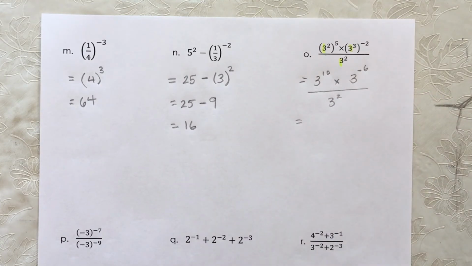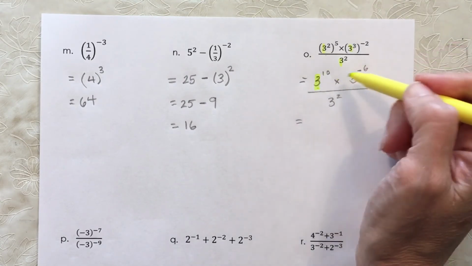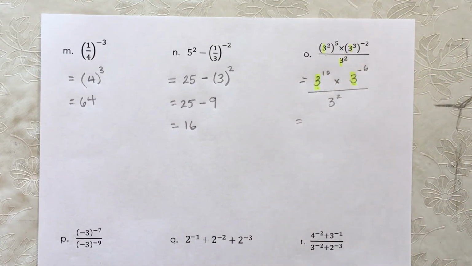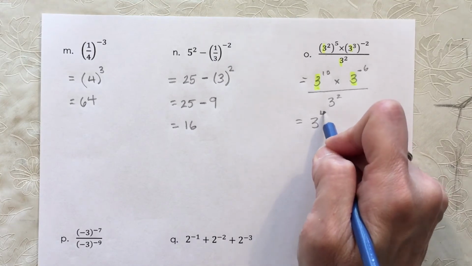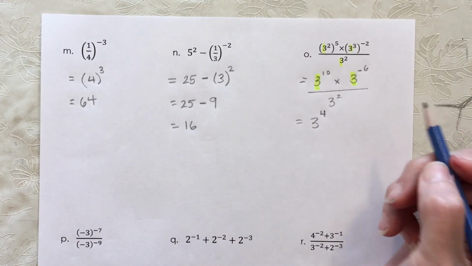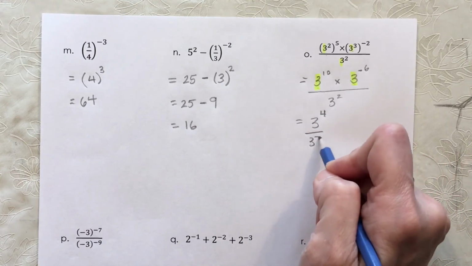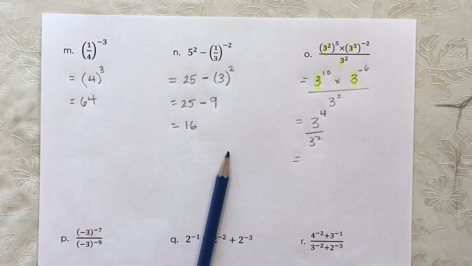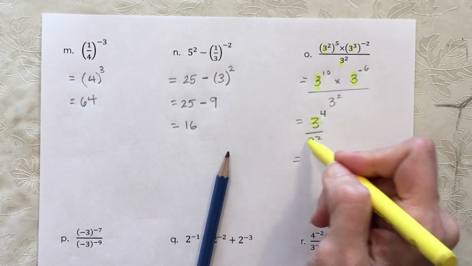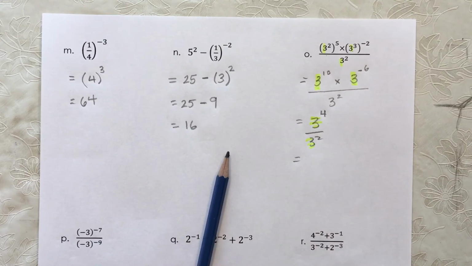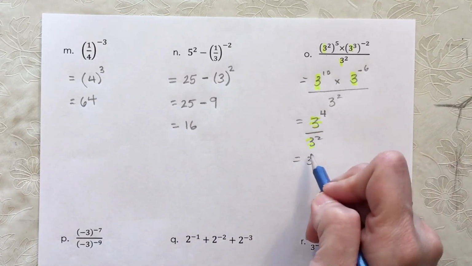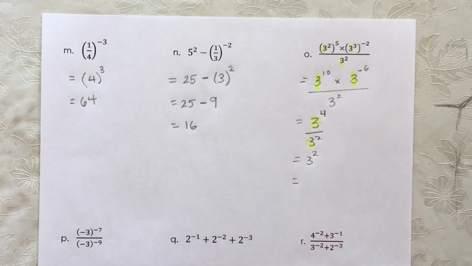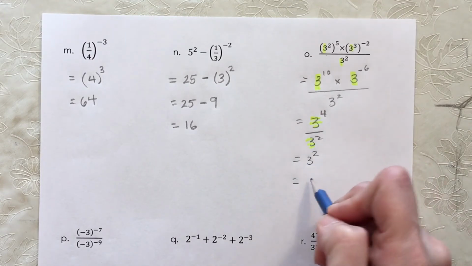Then in the top now, we're multiplying powers with the same base. So when you multiply powers with the same base, you keep the base and add the exponents. So 10 plus negative 6 is 4. And then it turns into dividing powers with the same base. So we keep the base and subtract the exponents. 4 minus 2 is 2. And then finally we evaluate, so we would get 3 squared is 9.